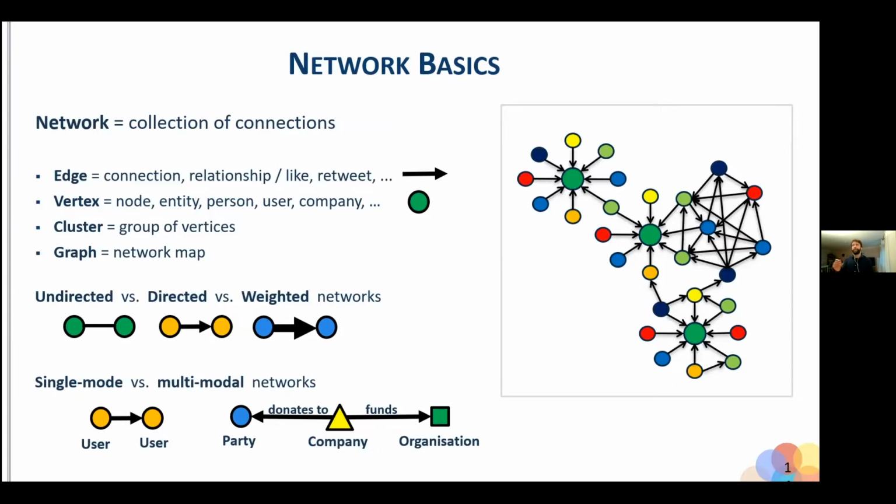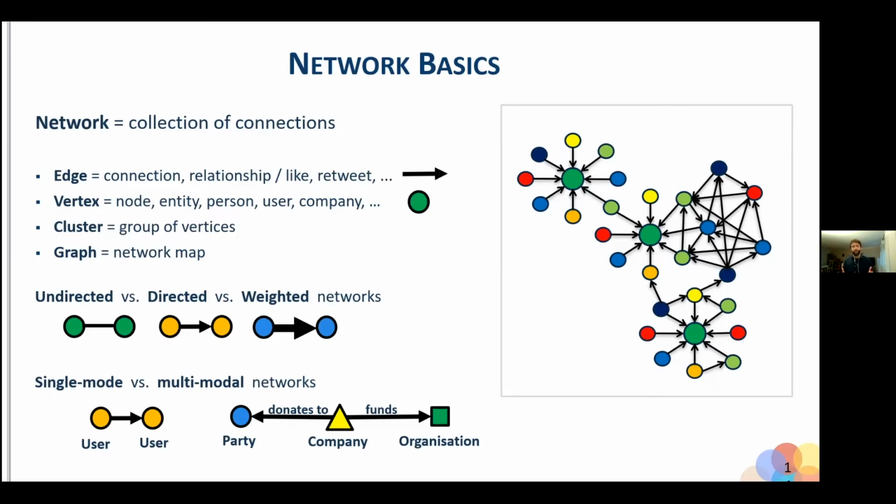And you see here, well, the dots is what we call a vertex. That's our vocabulary. Other people say it's a node. We can also say it's an entity. This could be a person, a user, or a company. And then we have clusters. And a cluster is a group of vertices or a group of users. Tweaking behavior, or well, it could be anything really.